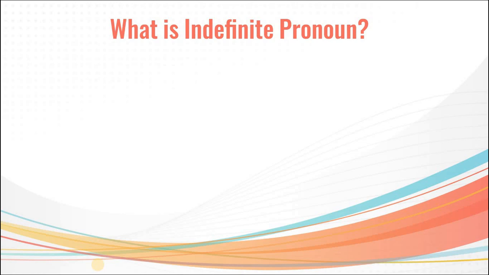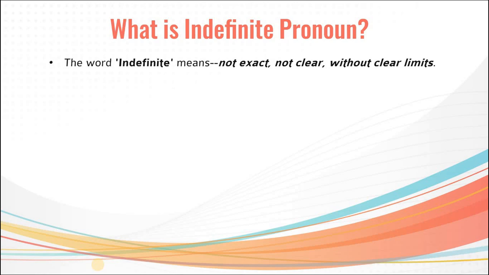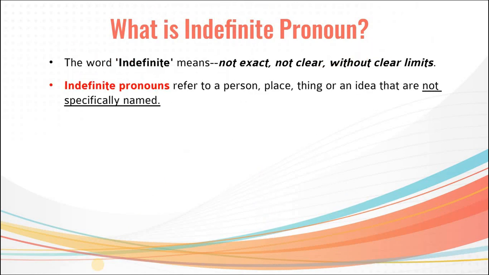Then what's an indefinite pronoun? An indefinite pronoun is a pronoun we are not sure about, something we are not exact about. The word indefinite means not exact, not clear, without clear limit. It is a type of pronoun that refers to a person, place, thing or idea that is not specifically named.